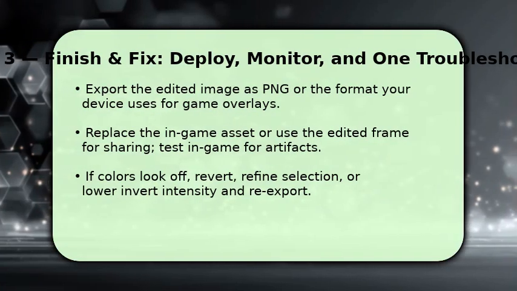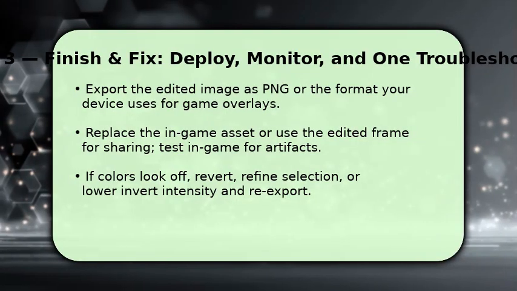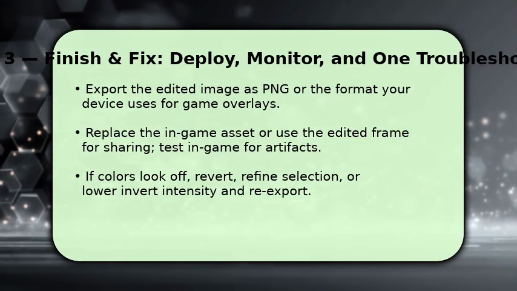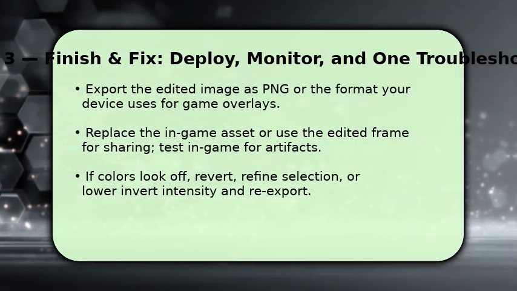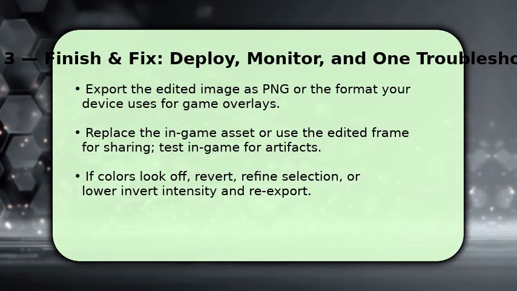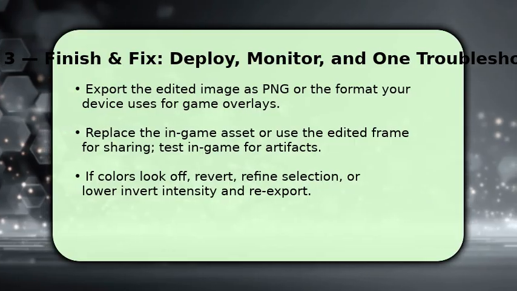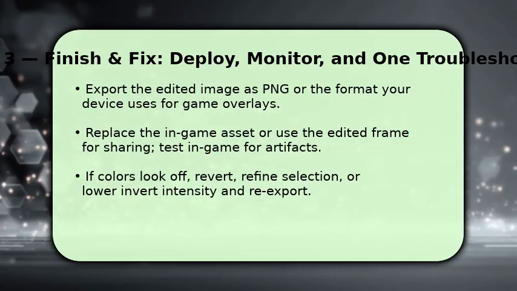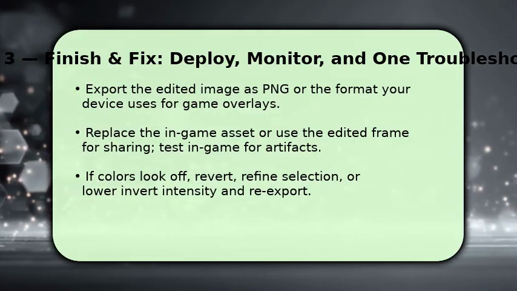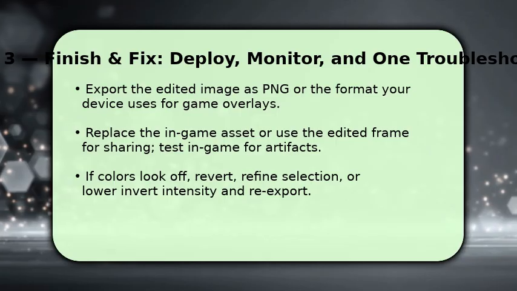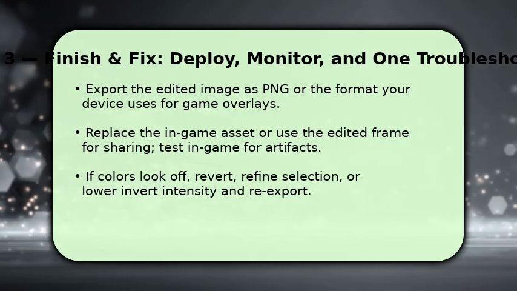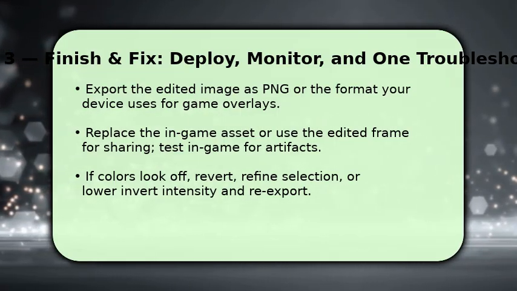To finish, export your edited poo as a PNG or the game's accepted format, and if applicable, replace the in-game asset or use the image for overlays and sharing. Then test it in context. Play the level briefly to check for visual artifacts, alignment, or unexpected transparency. If something looks wrong, revert to your backup, refine the selection edges, or reduce the invert intensity and re-export.